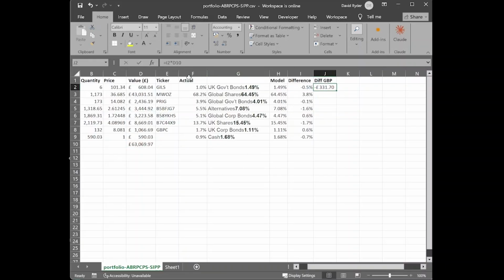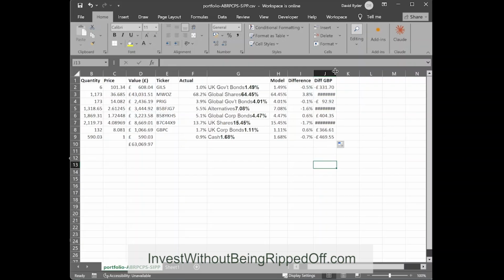Again, with this I have to put the dollar sign in front of the D10 because I always want it to be divided by that total sum, and by putting the dollar signs in front of it, that's what it does. As I say, this will all be available as an automated tool on the website. I'll let you know when that happens. Just drag that out so we can see those.